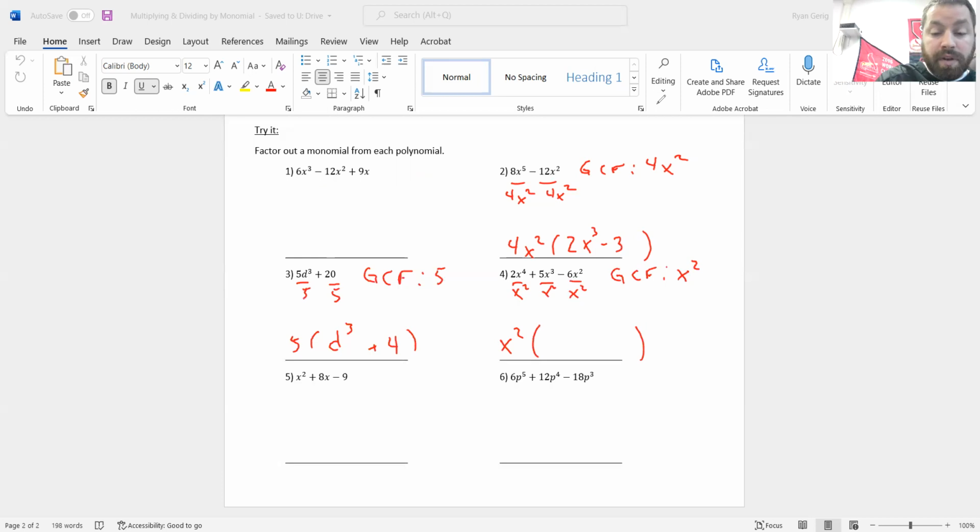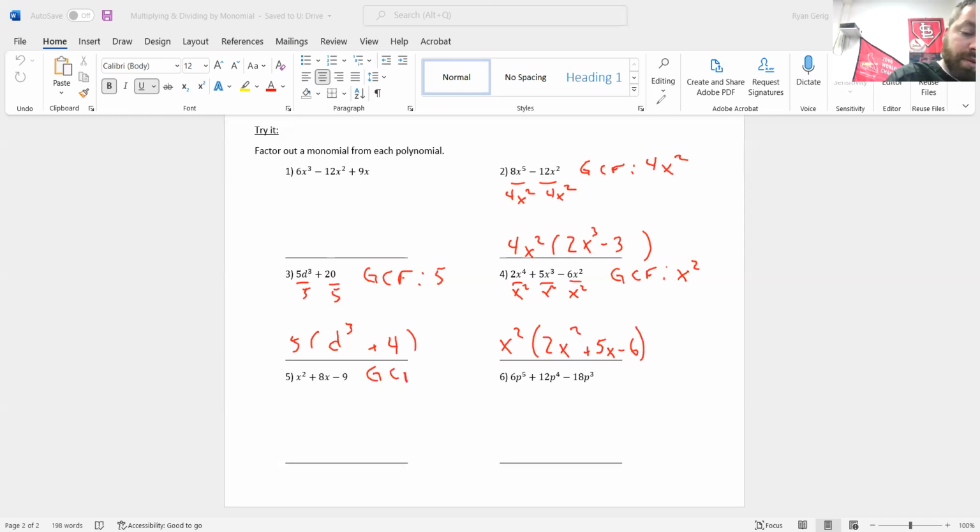So now I'm just going to divide each thing by x squared. So 2x to the 4th divided by x squared. Well, there's still 2 divided by 1 is just 2. 4 x's, take 2 out. I'm left with 2. 5x to the 3rd, take out 2 x's. It's just going to be 5x. Negative 6x to the second divided by x squared is just negative 6. No x's left.